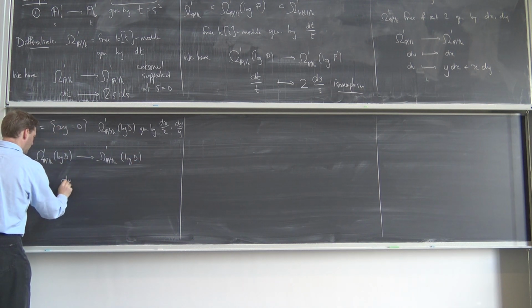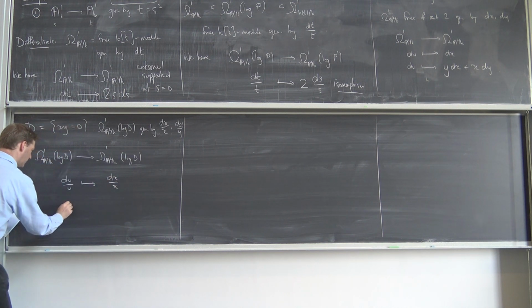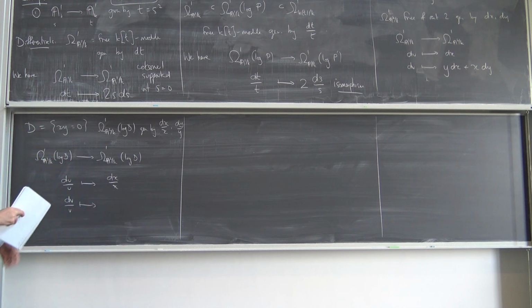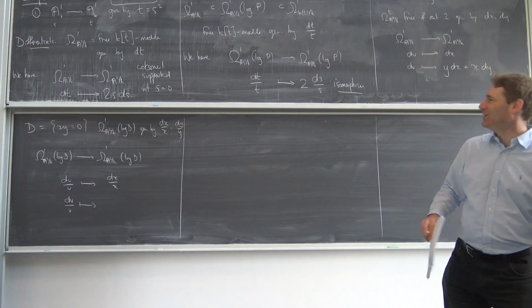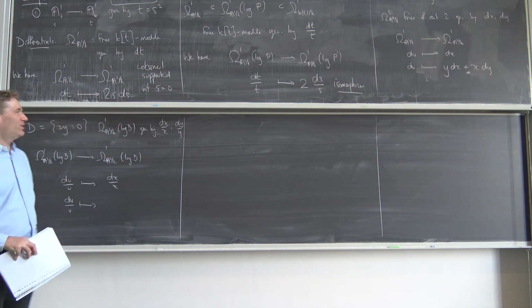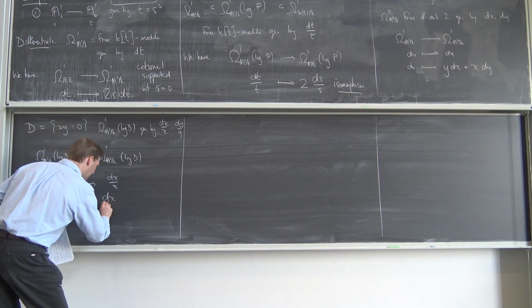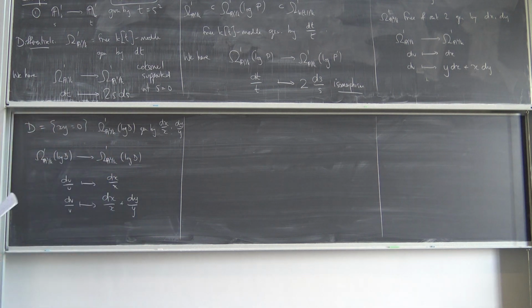Well, du over u goes to dx over x, and dv over v goes to dy over y. It's a simple consequence of the Leibniz rule, but a fun one, that the map sending f to df over f is actually a homomorphism that takes multiplication into addition. So this ends up going to dx over x plus dy over y. Okay, so this thing is again an isomorphism.